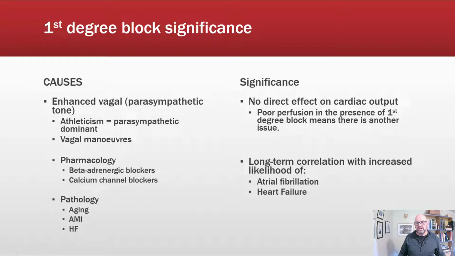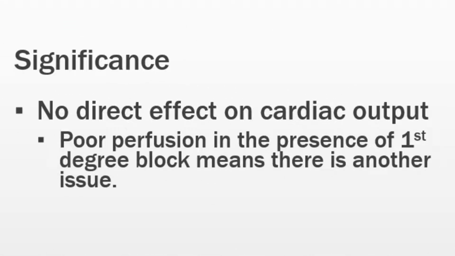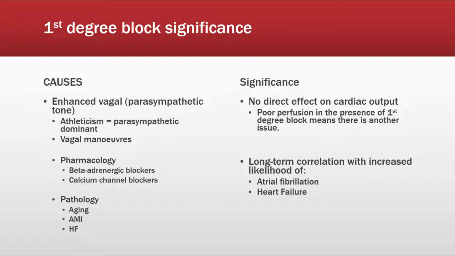First degree AV blocks are considered benign, and in terms of cardiac output, this is quite correct. The delay in transmission has minimal effects on ventricular filling, and therefore ventricular performance tends to be unaffected and cardiac output remains unaffected. First degree blocks are predictive of worse long-term outcomes. Where the block is persistent, it has been associated with a greater likelihood of the onset of atrial fibrillation and heart failure, but in the acute setting, not a worrying sign per se.